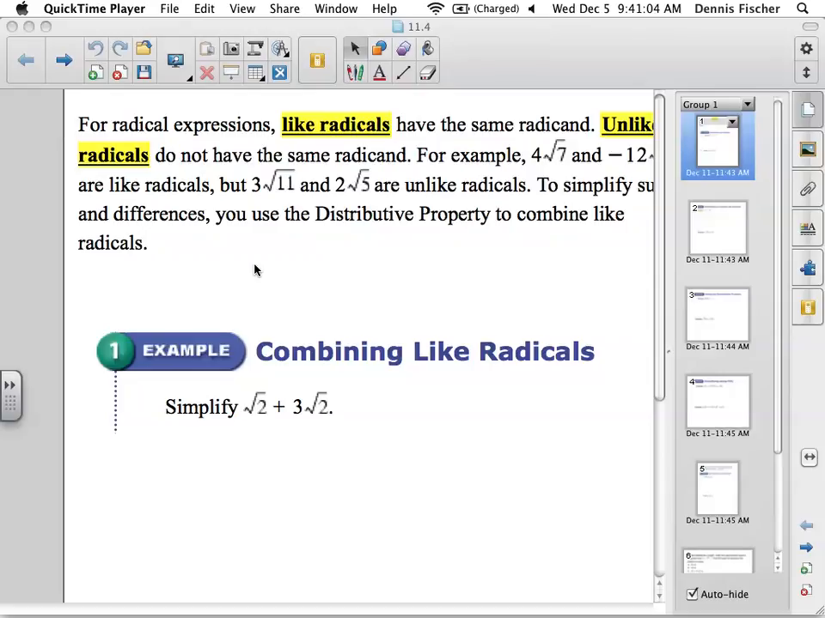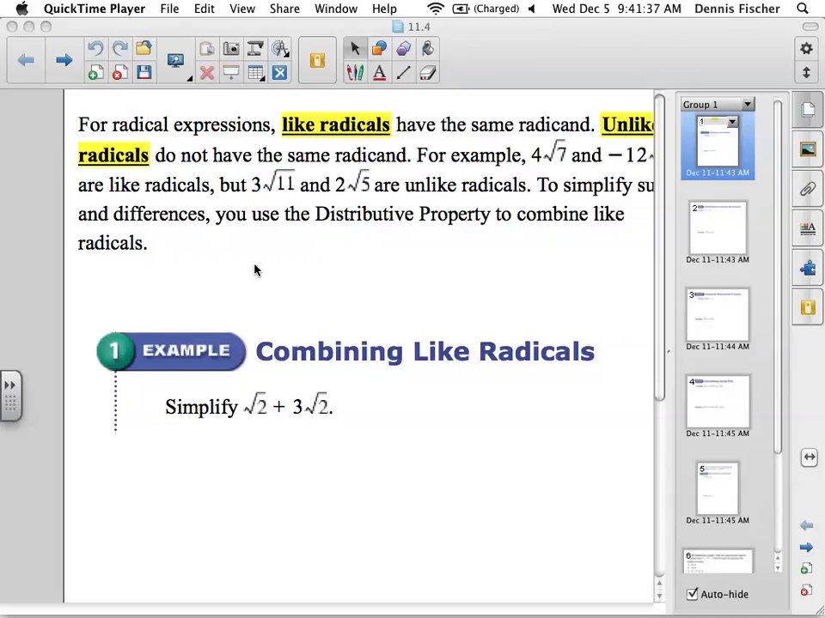For radical expressions, like radicals have the same radicand. Unlike radicals do not have the same radicand. It's like, okay, what does that mean? In other words, like radicals have the same number underneath that square root symbol. That's what like radicals are. If the numbers are not underneath the same square root symbol, they're not like radicals. Our hope when we do these problems is that they are the same. Makes life a lot easier.